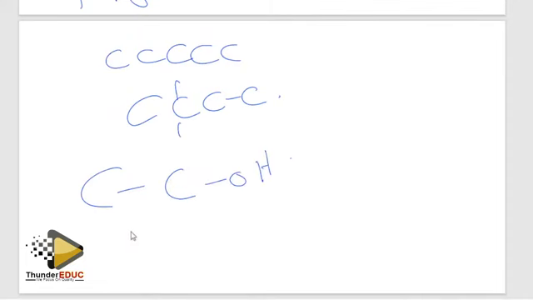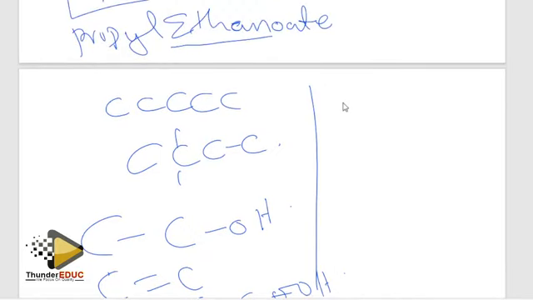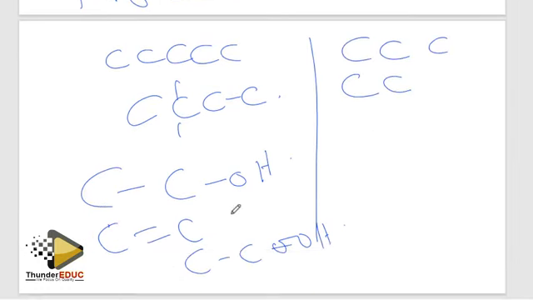Maybe that, and then a double bond. You need to know, and then maybe a carboxylic acid. Let me say a carboxylic acid there. Then you need to know the number of carbon atoms. Do you understand? So now, know which type of forces are found in what.